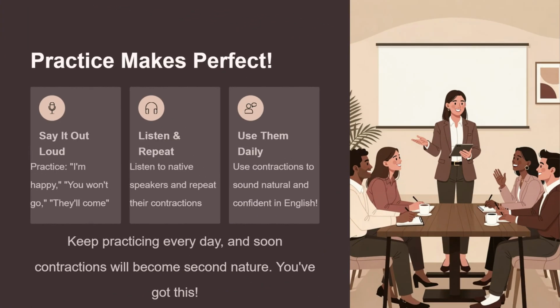Practice makes perfect. Say it loud. Practice. I'm happy. You won't go, they'll come. Listen and repeat. Listen to native speakers and repeat their contractions. Use them daily. Use contractions to sound natural and confident in English.